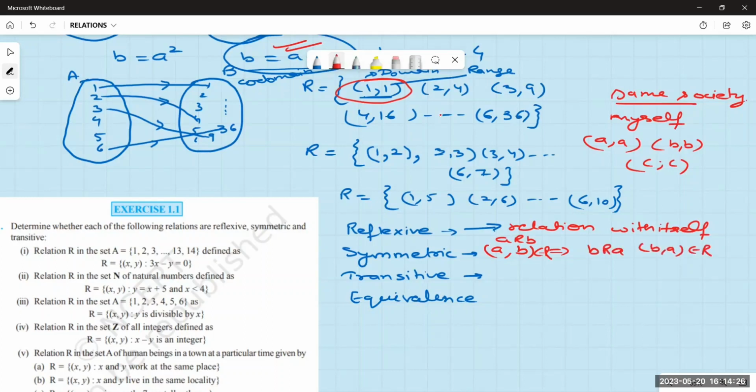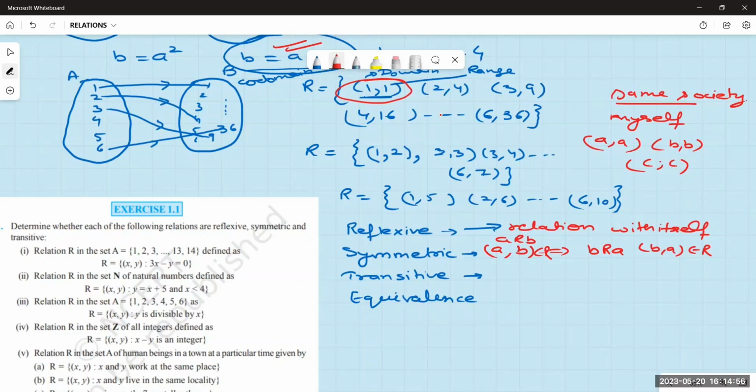This is called symmetric. Triangle 1 is congruent to triangle 2. Isn't triangle 2 also congruent to triangle 1? Right? Yes. Similarity: if triangle 1 is similar to triangle 2, then triangle 2 is also similar to triangle 1. Now, Ramesh and Suresh live in the same society. So if Ramesh lives in the society of Suresh, Suresh also lives in the same society as Ramesh. Na? So this is symmetric.